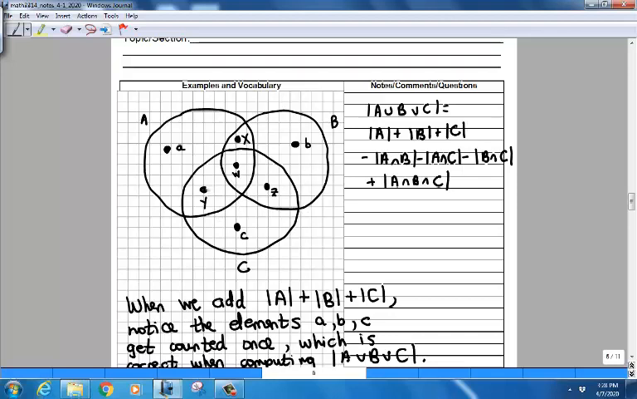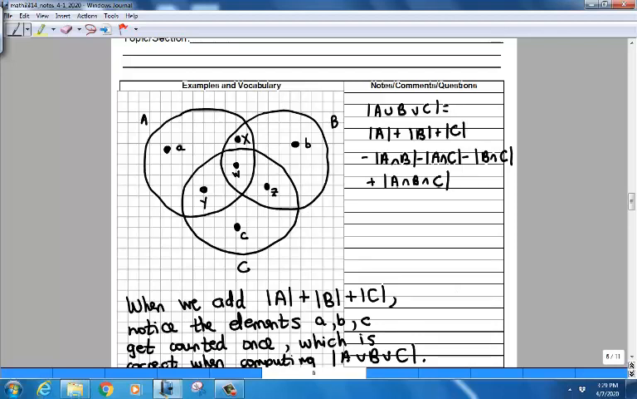And this element Y is in the intersection of A and C, but not in B. This element X is in both A and B, but it's not in C. This element Z is in both B and C, but it's not in A. And then finally, this special element W is contained in all three of the sets.